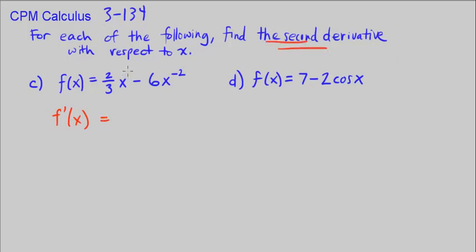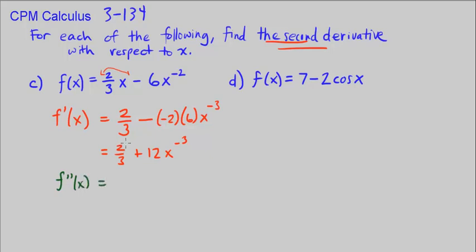Okay, this one is just x to the power of 1. Drop the 1, so it's going to be 2/3 times 1 is 2/3. X to the 0 is 1, right? So just 2/3. Minus, drop that negative 2. Negative 2 times 6. X to the power of negative 3, because we're subtracting 1. Simplify that, we get 2/3 plus 12 x to the negative 3 power.